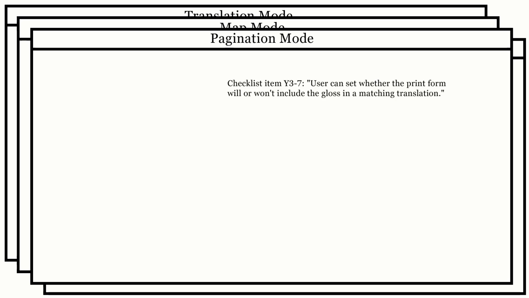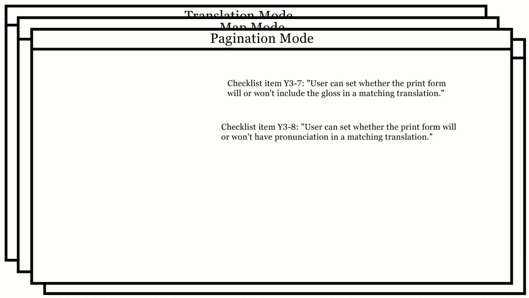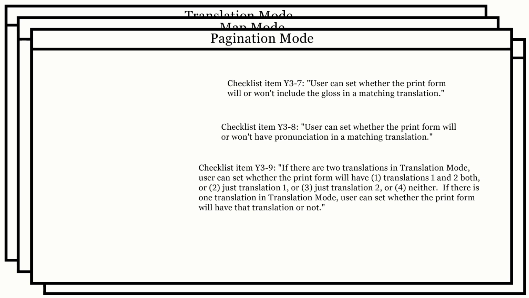Alright, some display options. Checklist item 3-7, user can set whether the print form will or won't include the gloss in a matching translation. And checklist item 3-8, user can set whether the print form will or won't have pronunciation in a matching translation. And checklist item 3-9, if there are two translations in translation mode, user can set whether the print form will have translations 1 and 2 both, or just translation 1, or just translation 2, or neither.